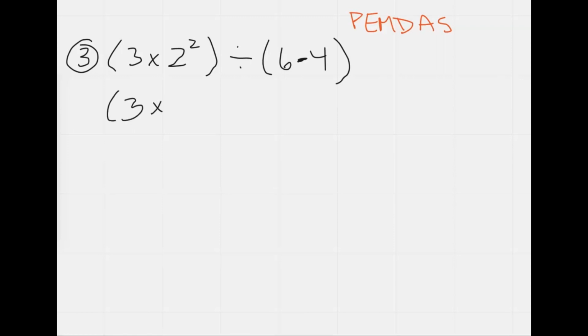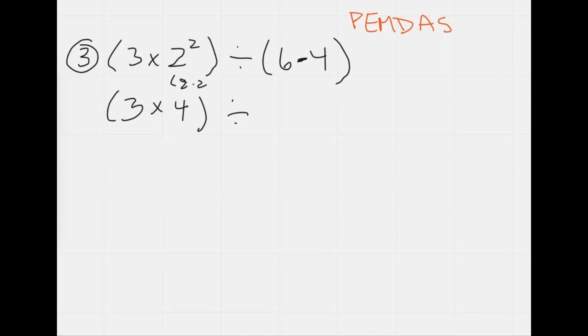Let's solve, in brackets, 3 times 2 to the power of 2. Then divide that by, in brackets, 6 minus 4. When we look for parentheses, notice that we have 2 sets. When this happens, we solve from left to right. So in the left set of brackets, we have 3 times 2 to the power of 2. Notice that we have exponents in here, so we need to solve that first. 2 to the power of 2 is just 2 times 2, so that gets us 4. Now we have 3 times 4, which is 12.